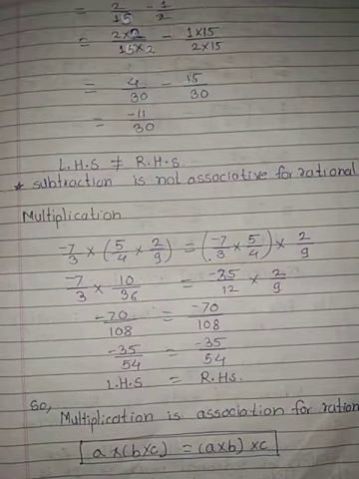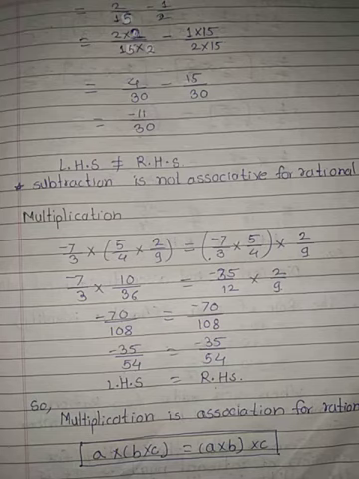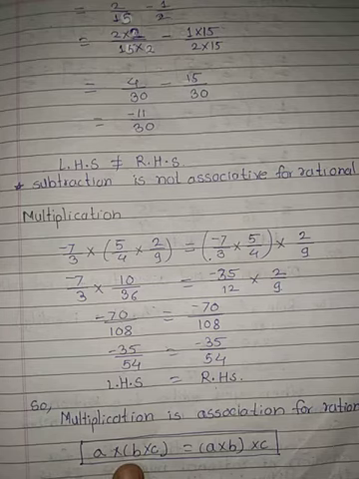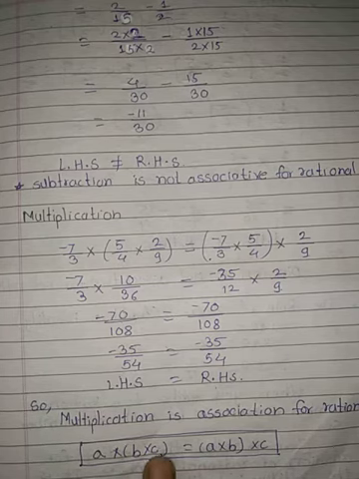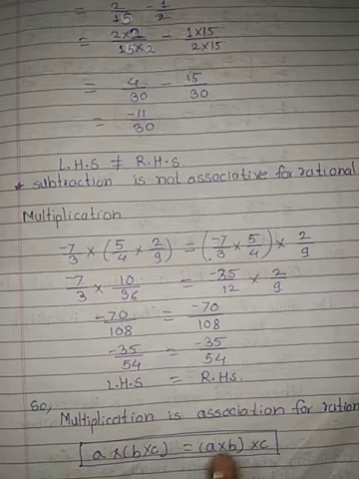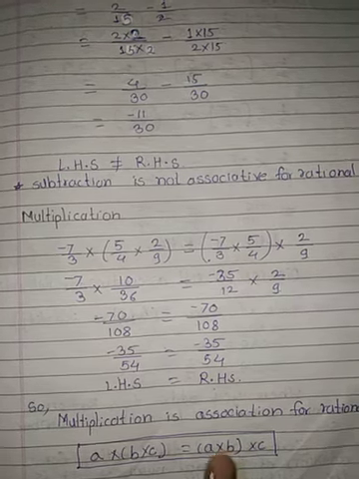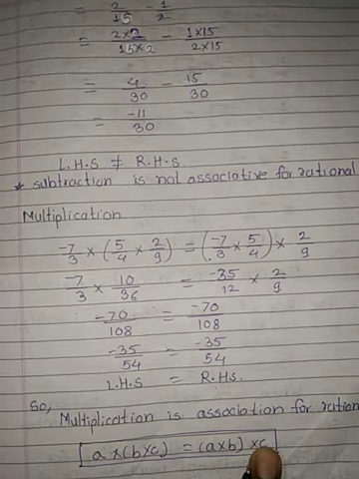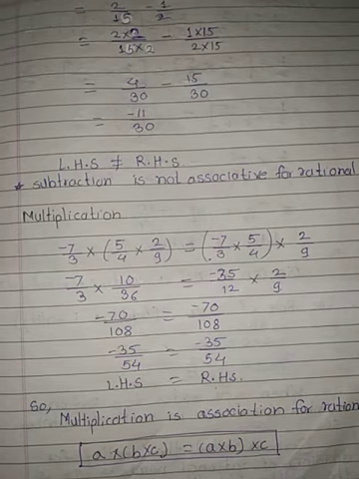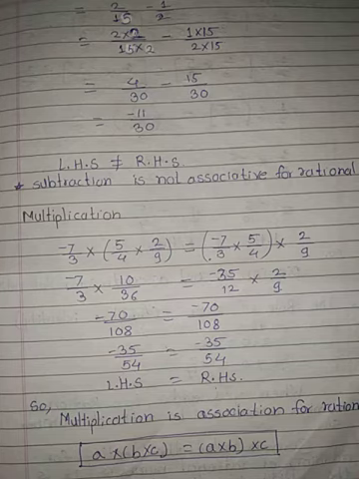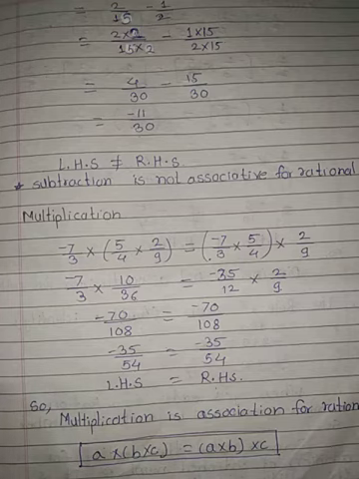Now in the form of ABC, if A, B, C are three rational numbers, then A can be multiplied with the result of B into C, and C can be multiplied with the result of A into B. Answer of this multiplication we can multiply with this. Both the ways answer will be same. This is about multiplication. See, addition is associative, subtraction is not associative. Multiplication is associative. Now we'll go for the division.